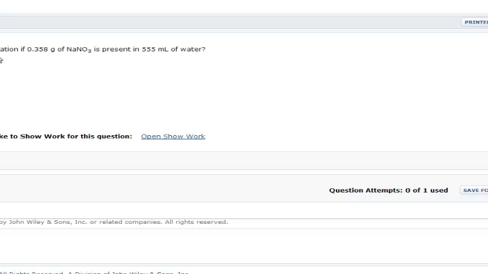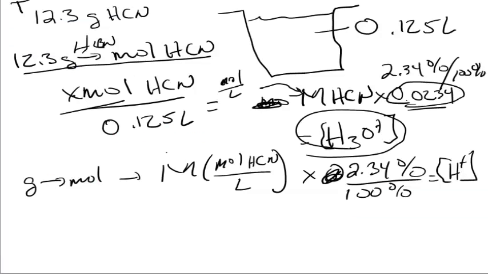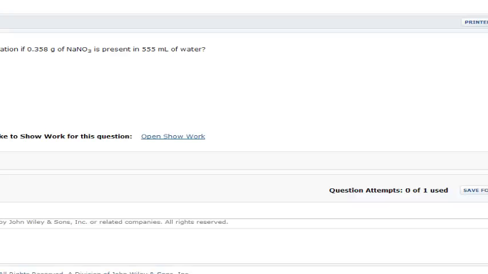Now for question number 22, it's a simple concentration calculation. We're given a mass of sodium nitrate, NaNO3, that is present in 555 milliliters of water. So the calculation is straightforward. We have to go back and check here. What do we have? We have 0.358 grams in this case of NaNO3.